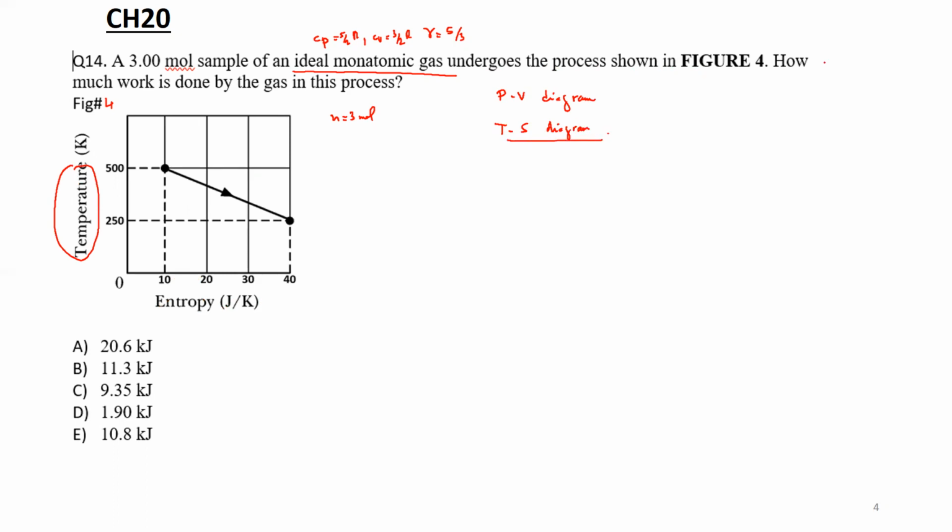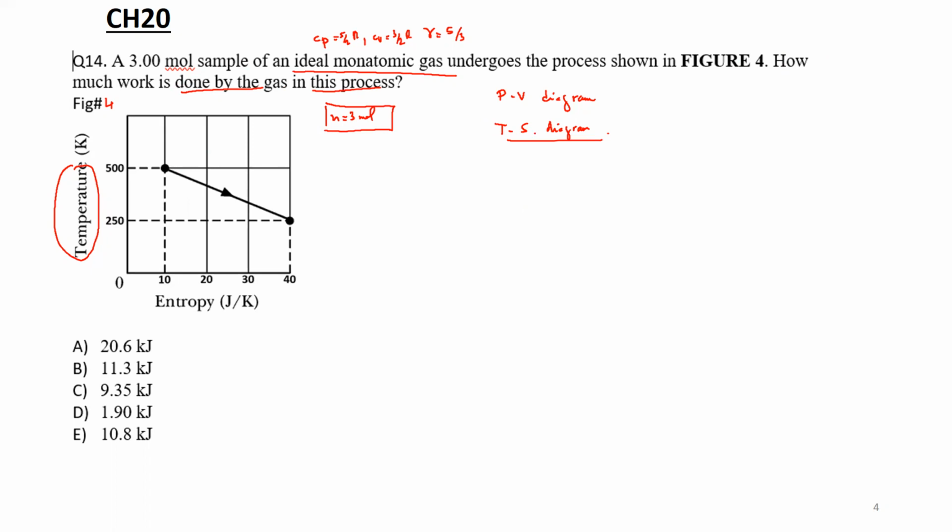Now the question is very simple. How much work is done by the gas in this process? I give you n is equal to 3. So how can you solve this problem? Well, here the key is here, okay? Students are not used to this type of problem. That's why I did this problem, okay?